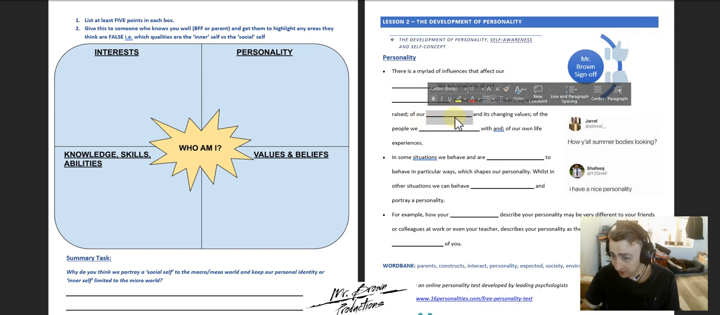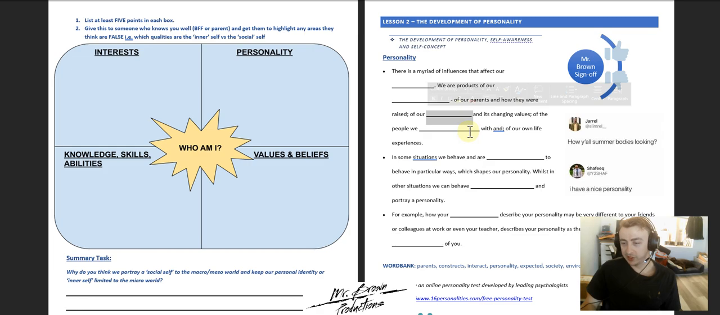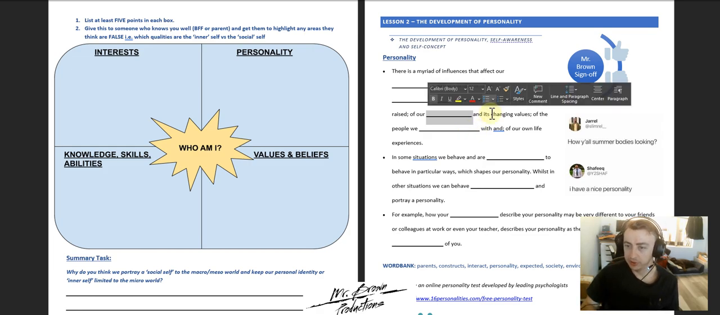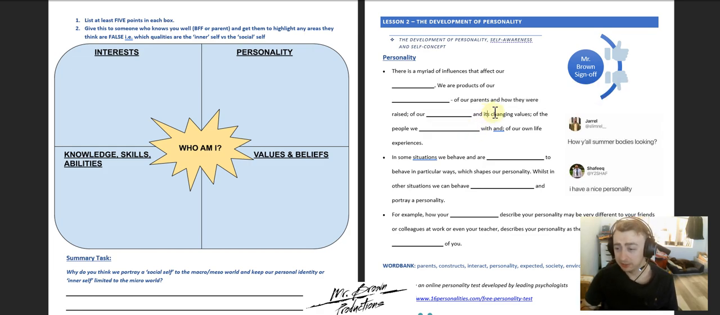Of our society and its changing values. The society is changing all the time, and that can influence our personality, and it's changing a lot, rapidly, in the contemporary world that we live in. Of the people we interact with as well, and of our own life experiences. So all of those can shape your personality.